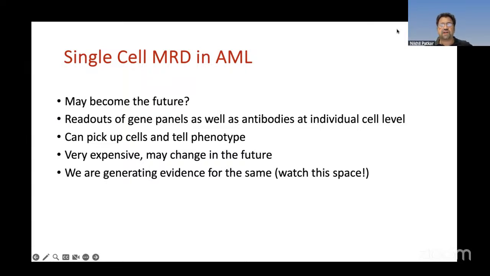You can pick up individual cells and tell the phenotype. It's very expensive as of now, almost 1.2 lakhs per patient, but we are generating evidence for it through cohort-based sequencing for these patients. So hopefully we will have a paper in the coming year.